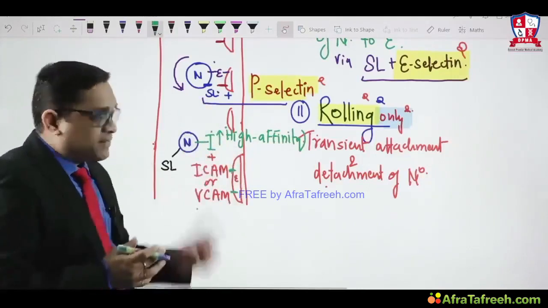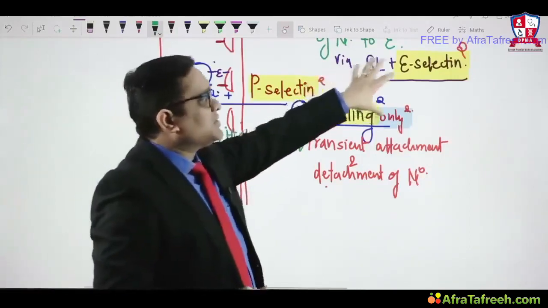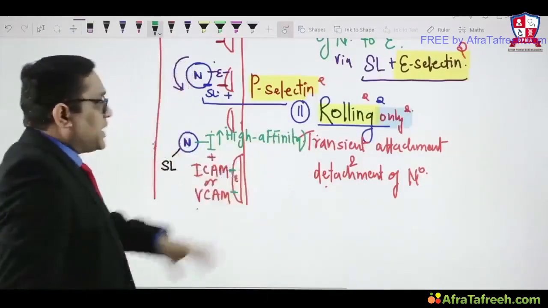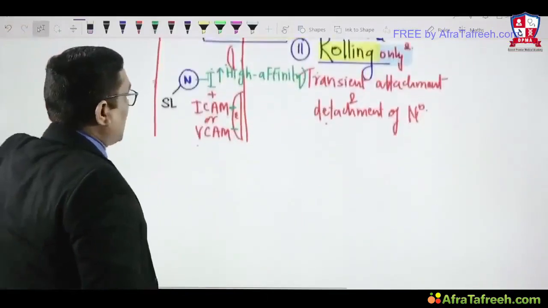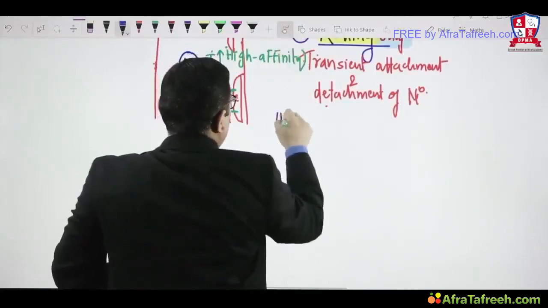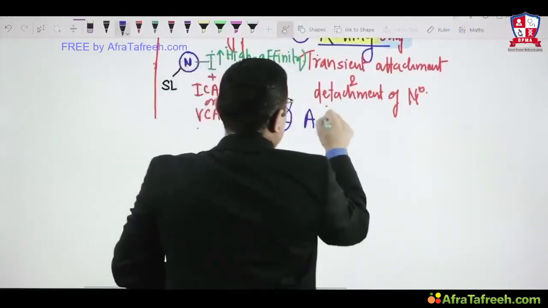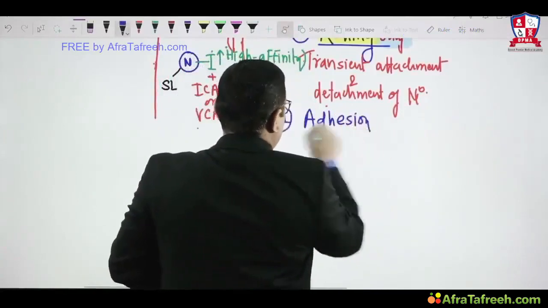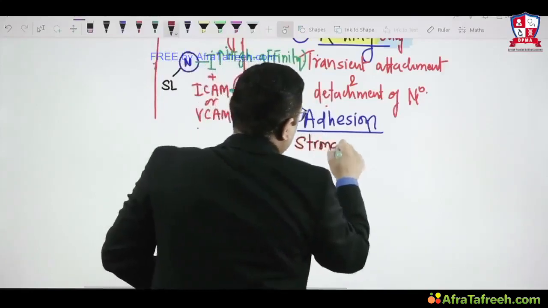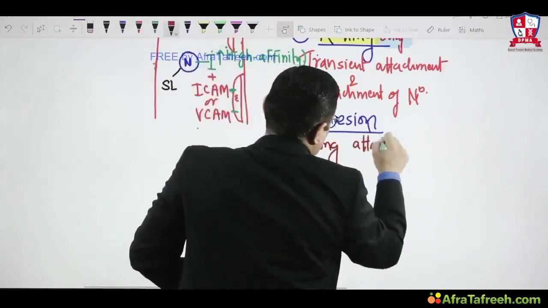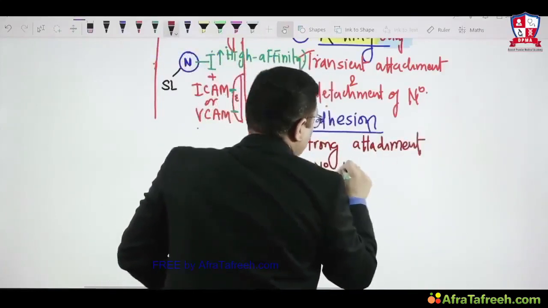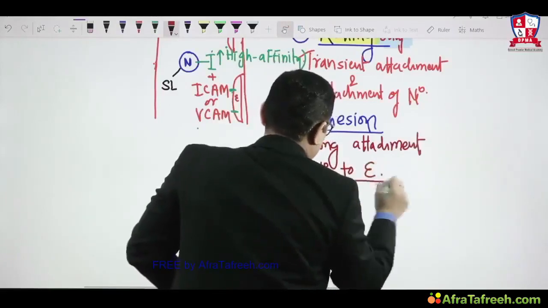So see, what is the difference from margination? In margination, sialyl-Lewis and E-selectin gave the weaker attachment, transient and weaker. But in this case, what we are going to see now is called adhesion, which is a stronger attachment. So this is the third step in the cellular events of acute inflammation. The third step is adhesion. What is adhesion? As I said, adhesion is the strong or firm attachment of neutrophil to endothelium, right? How?